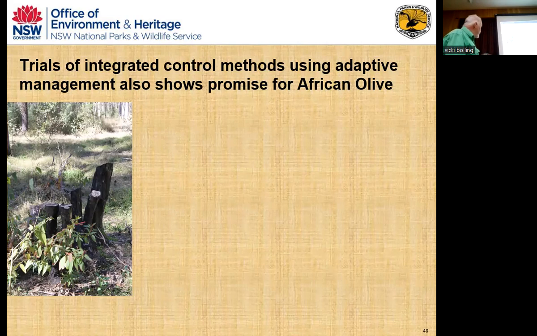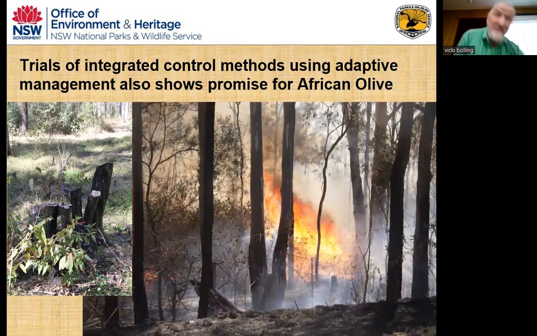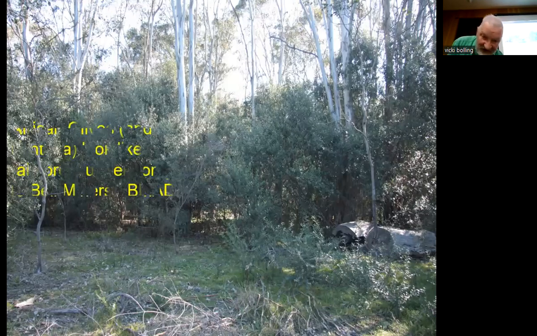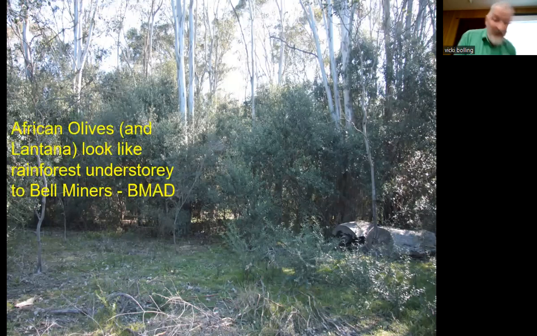Okay, so we cut all these off and we actually heaped the dead African olive around the stumps. And then we did the most intense burn we possibly could. And we successfully wiped out the African olive. Now, African olive is still a major issue, and lantana is a similar issue.